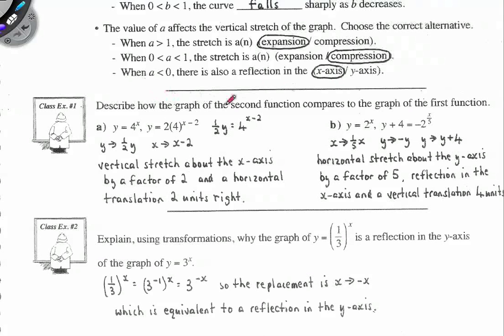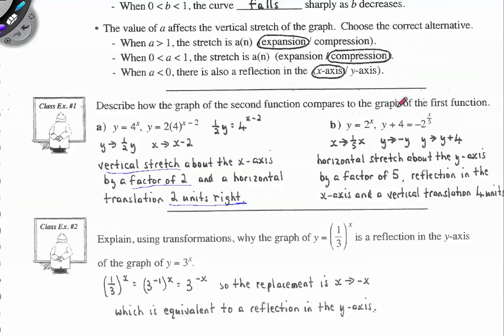Example 1. Describe how the graph of the second function compares to the graph of the first. So here's the first, here's the second. How does the second compare to the first? Well, what's happened? Well, we know that we've got a multiplier of 2, so that's a vertical stretch. Using replacement terminology, y goes to half y, so it's a vertical stretch by a factor of 2. And x goes to x minus 2, so it's shifted 2 units to the right.